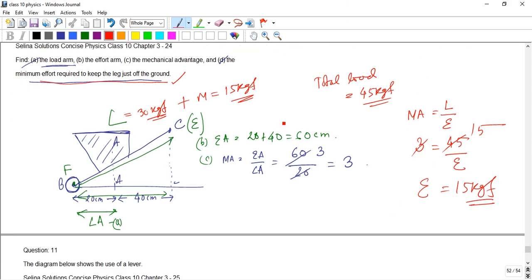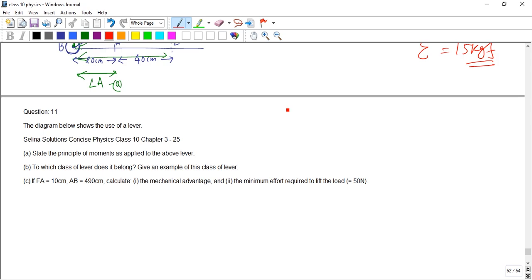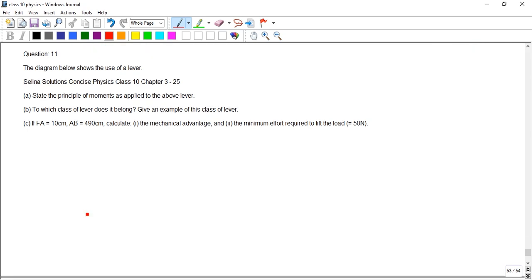Next, question number 11. Here is the diagram. First we draw the diagram. Here is a fixed point, the fulcrum. Here the effort at point A, and the load at point B. Here is the load, and the load is 50 Newton.